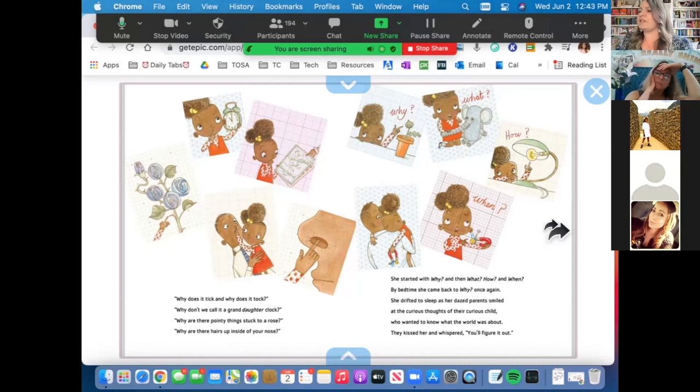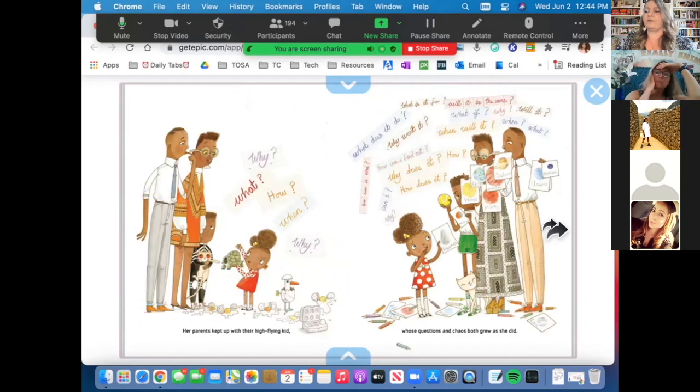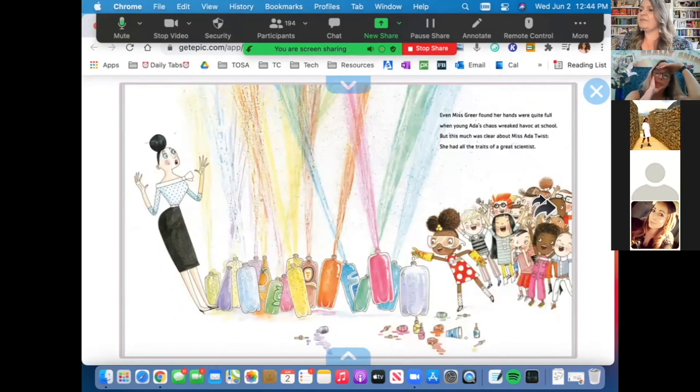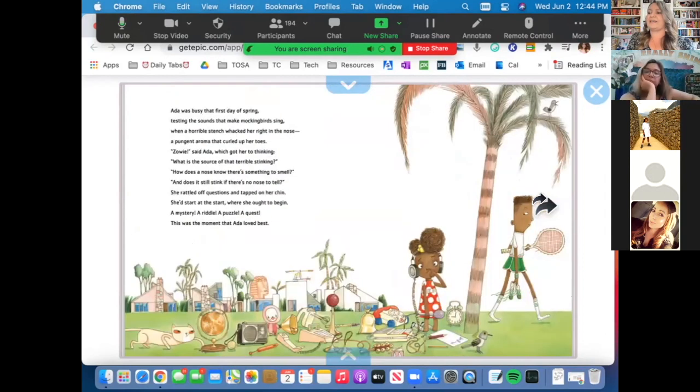She drifted to sleep as her dazed parents smiled at the curious thought of their curious child who wanted to know what the world was about. They kissed her and whispered, "You'll figure it out." Her parents kept up with their high-flying kid whose questions and chaos both grew old as she did. Even Miss Greer found her hands were quite full when young Ada's chaos wreaked havoc at school. But this much was clear about Miss Ada Twist. She had all the traits of a great scientist.